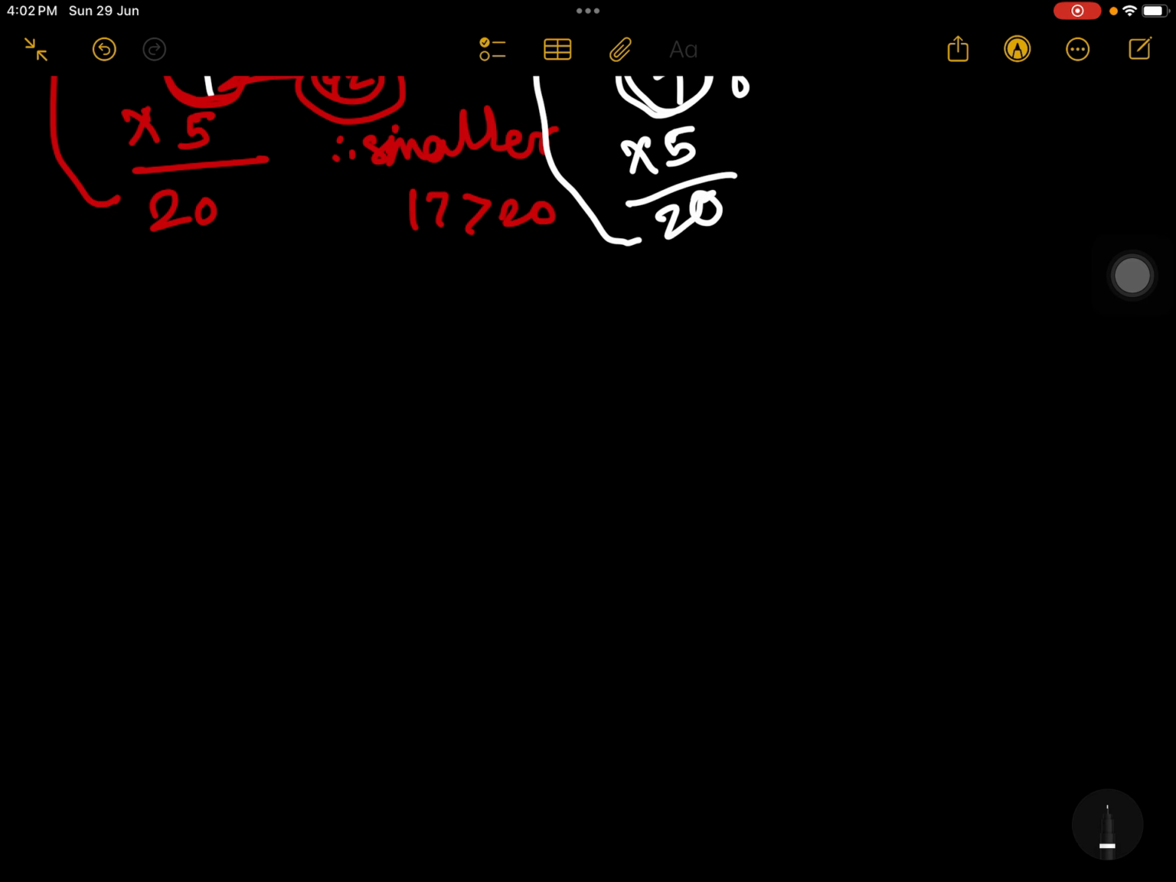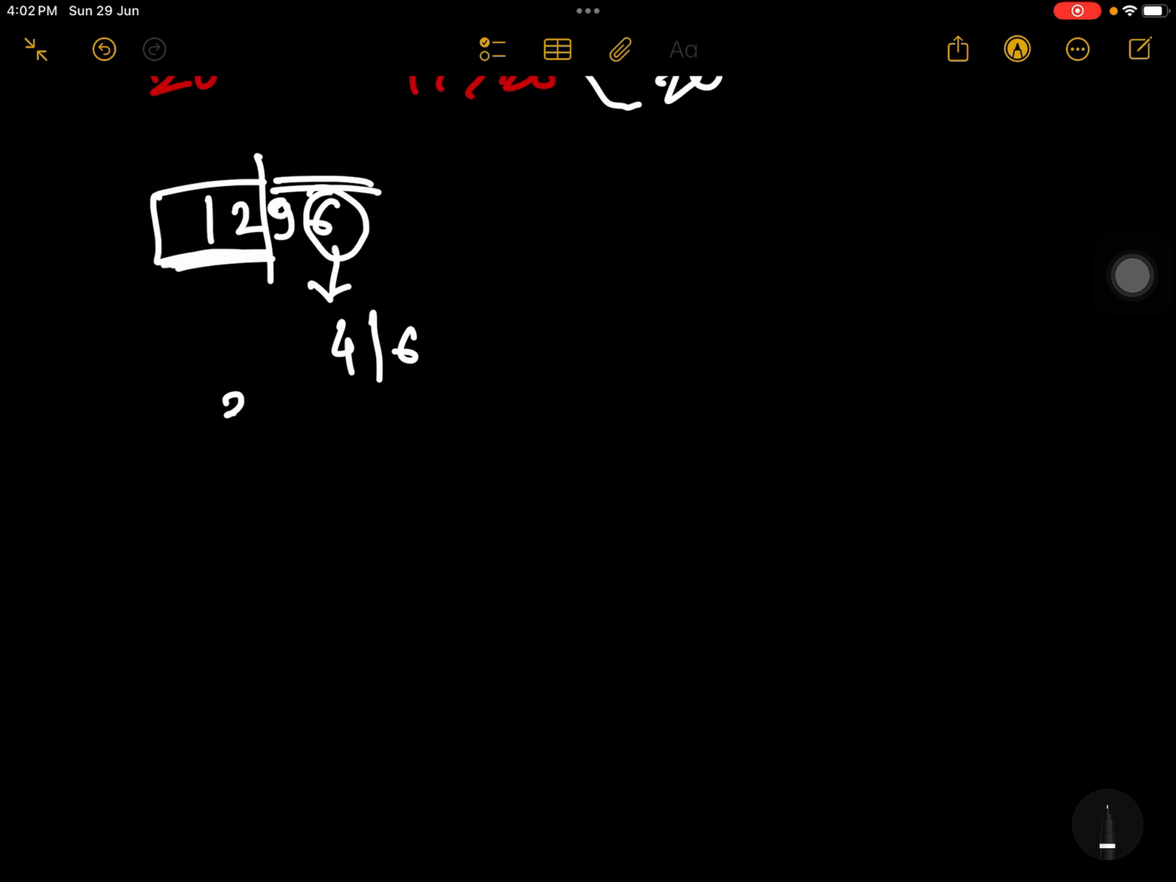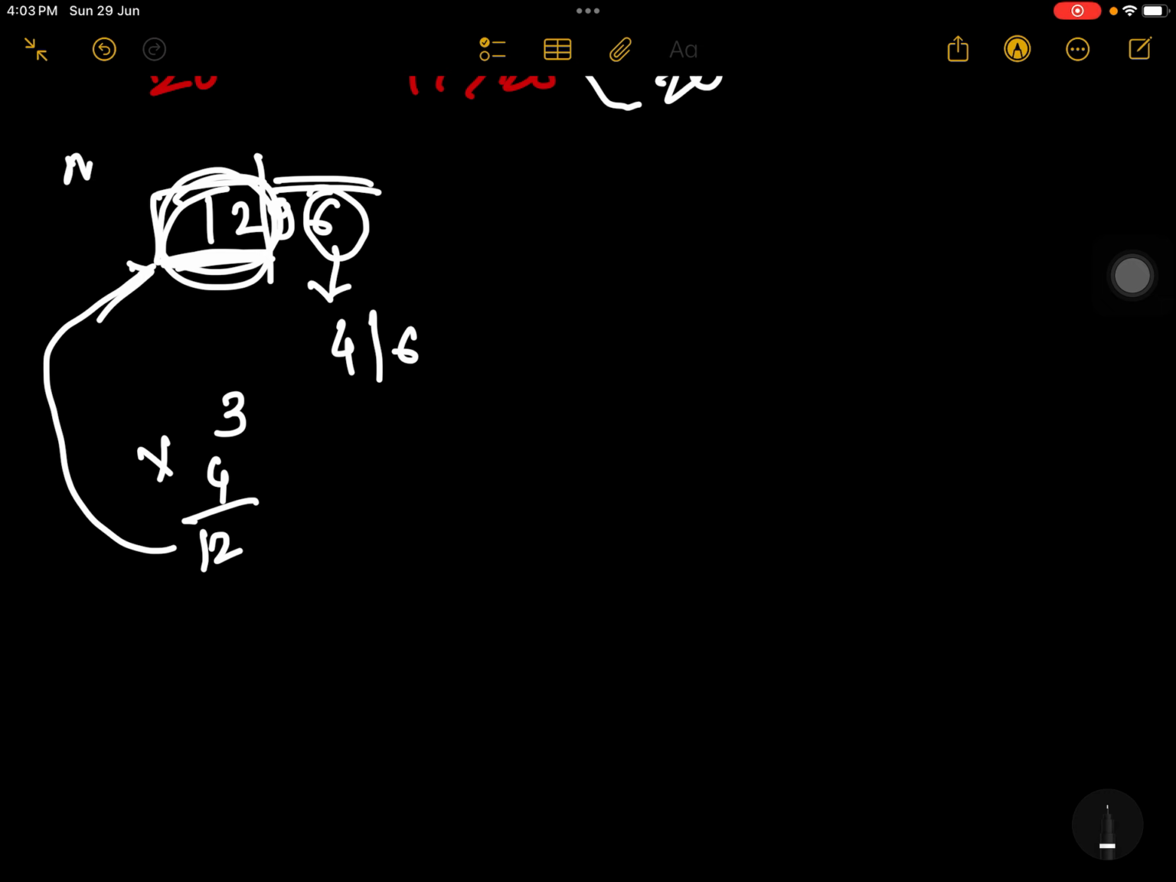Now let's take another number: 1296. The last digit is 6, so it is either 4 or 6. Remove the last two digits. What remains is 12, and the square subtracted is 3. The next upcoming number is 4, and 3 times 4 is 12. It is the same as my number, so whenever it is the same as my number, we take the bigger digit, which gives 36.